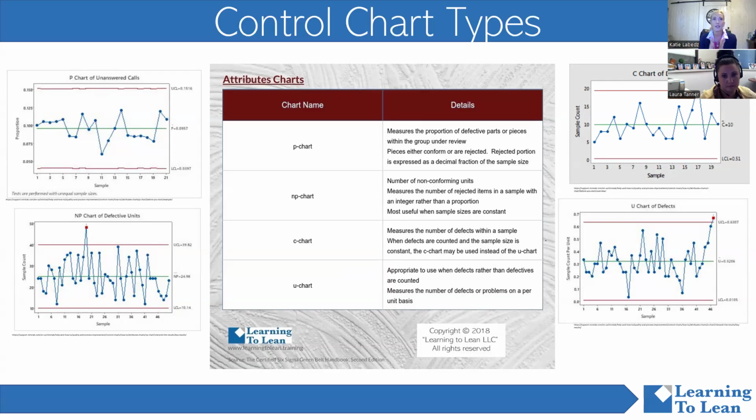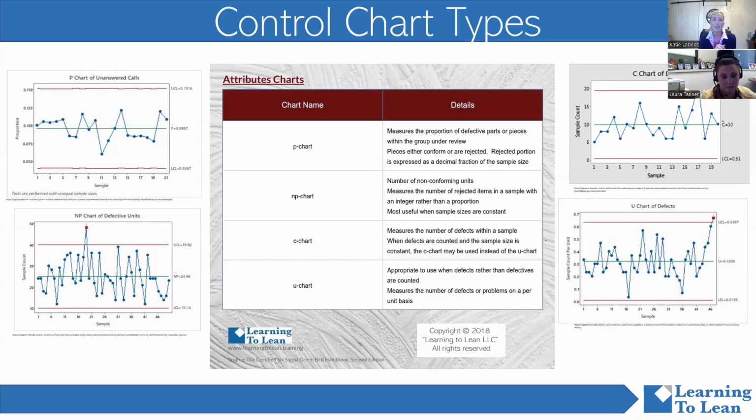So a P chart measures the proportion of defective parts or pieces within a group. Okay, so pieces either conform or are rejected. So they're good or not good, go, no go, pass or fail. That's what we're looking at in a P chart. Now, this can be for many different things. It's, again, not just about manufacturing. We can look at this from an IT perspective, from an HR perspective. The one that comes to mind is drug testing. Do they pass or fail? Sometimes we do skills tests. Is that pass or fail? So you could use a P chart for that.